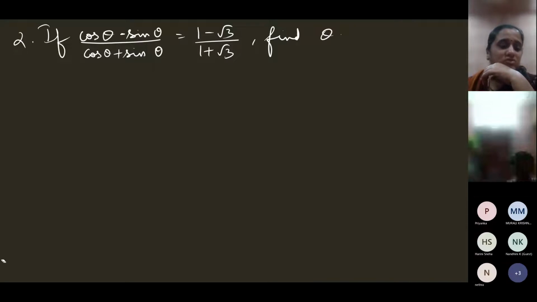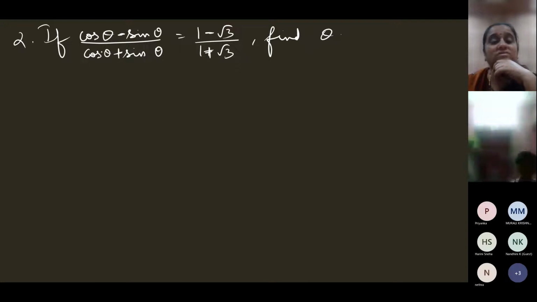We need to compare both the sides to find the value of theta. This is one of the ideas. So to find the value of theta, we need to compare both the sides. For that, there should be something on both the sides to be compared. There should be something alike. So what we do, we look at the RHS. RHS is 1 minus root 3 by 1 plus root 3. So the signs match here, minus, plus, plus. Okay, the signs match. Now it's 1 minus root 3 by 1 plus root 3.